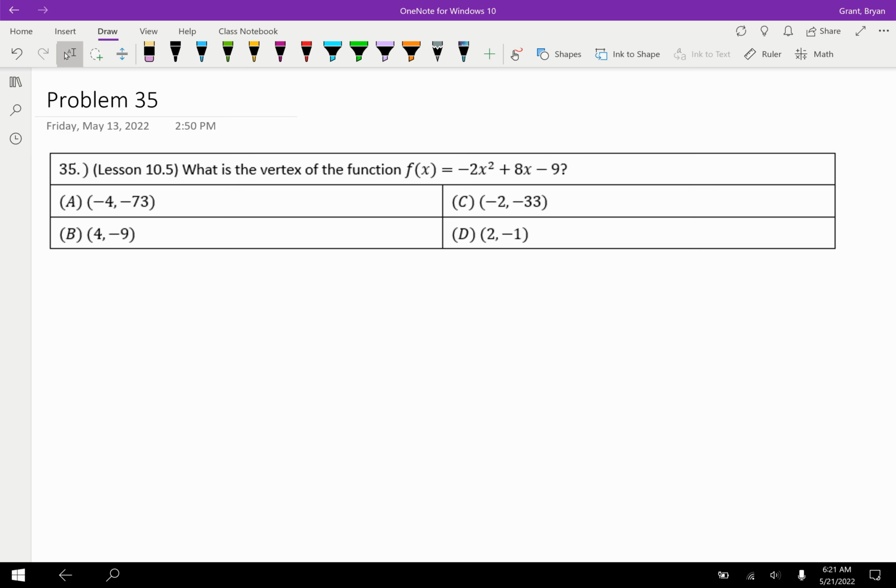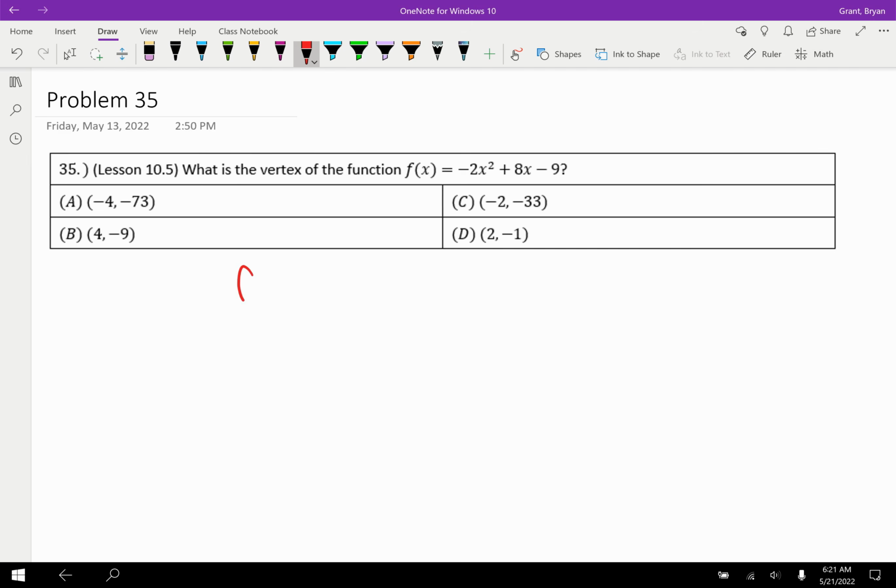Problem 35 is actually pretty recent for us. It came from lesson 10.5, which was the end of our non-factorable quadratics. And they want to know what is the vertex of this function. Well, pretty recently, I think in problem 33, I said I almost didn't make a video because the vertex was so easy. Well, problem 35 is not that case, because problem 35 isn't in vertex form.